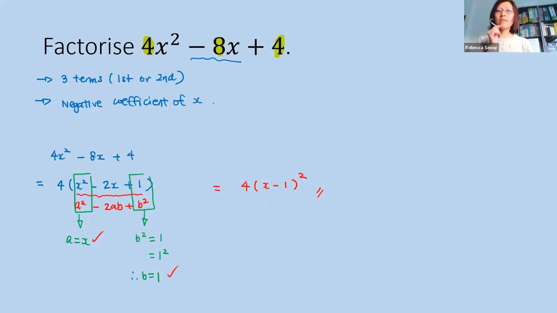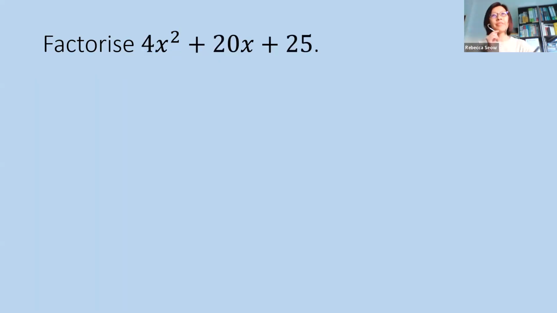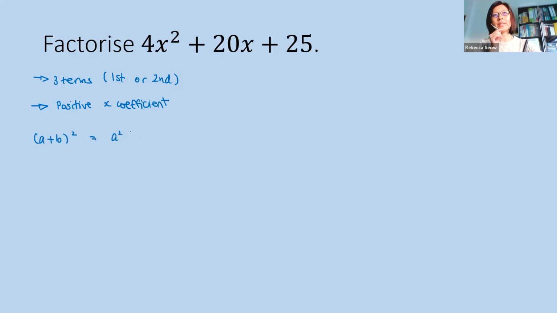So we can see 2 rounds of factorization from this question. Moving on, we have factorization of 4x squared plus 20x plus 25. 3 terms. So we can see that this is taken from the first or the second identity. The x coefficient is positive, which leads us to a plus b square, which is a square plus 2ab plus b square.